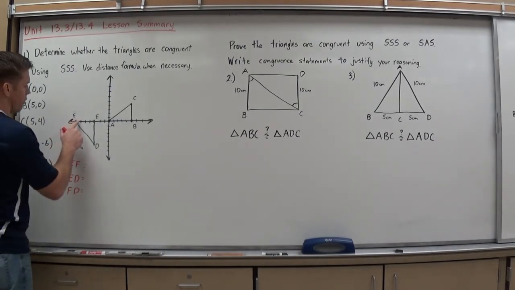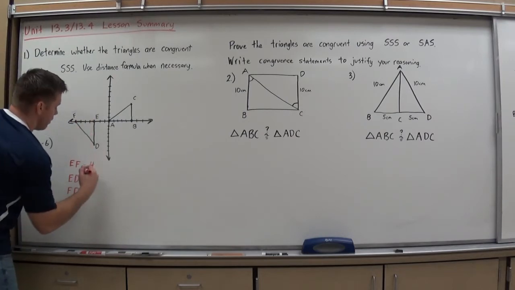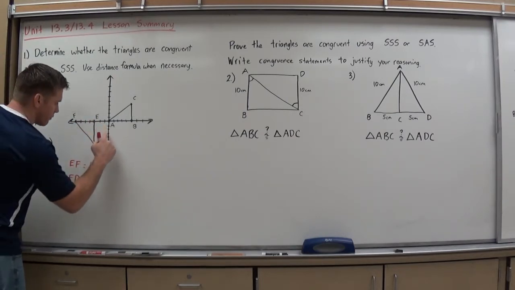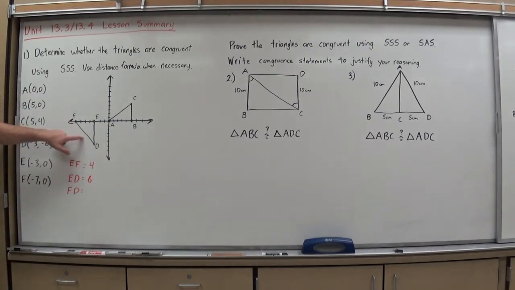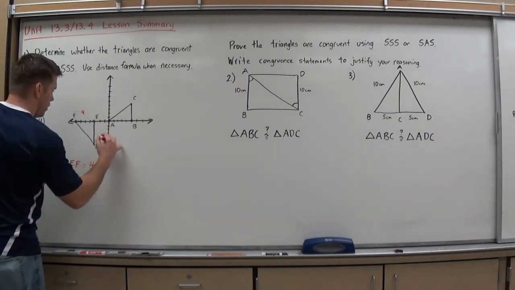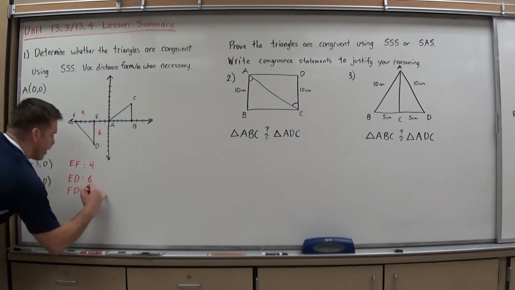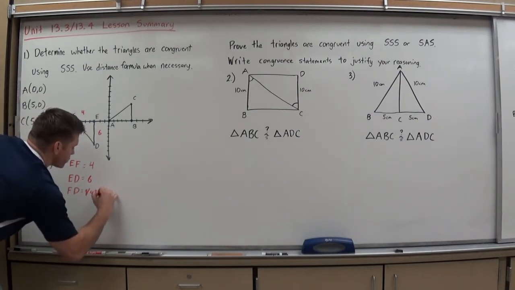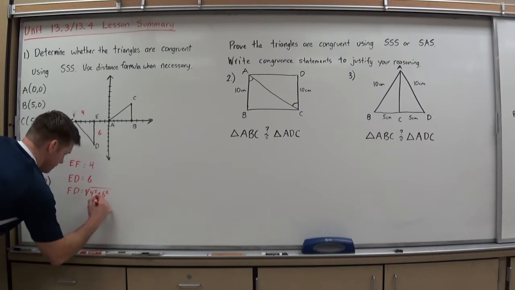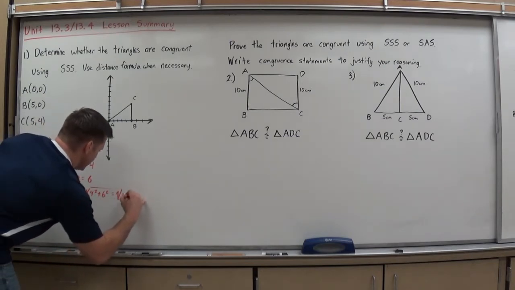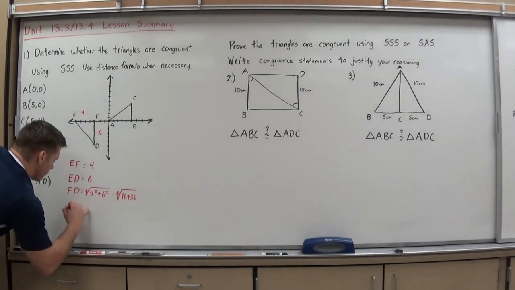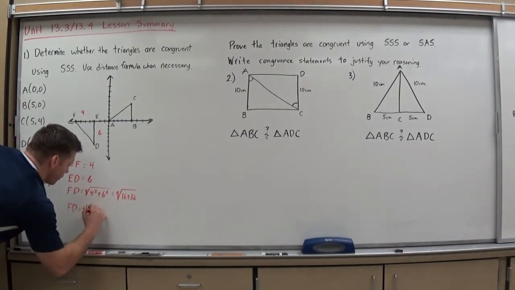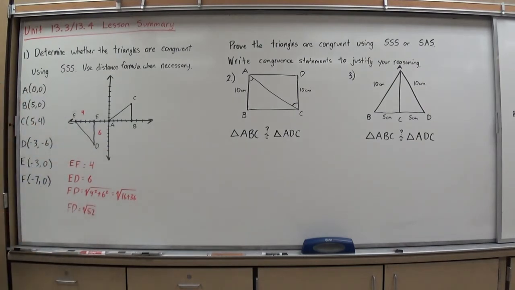So if I count EF, it's 1, 2, 3, a length of 4. If I count ED, it's a length of 1, 2, 3, 4, 5, and 6. And I don't know FD, but I can get that one of two ways. I can do the distance formula, or I can do the Pythagorean theorem. It's okay to do either one. So it's the square root of 4 squared plus 6 squared. 4 squared is 16, 6 squared is 36, 16 plus 36 is 52. So it's the square root of 52 is the length of FD.